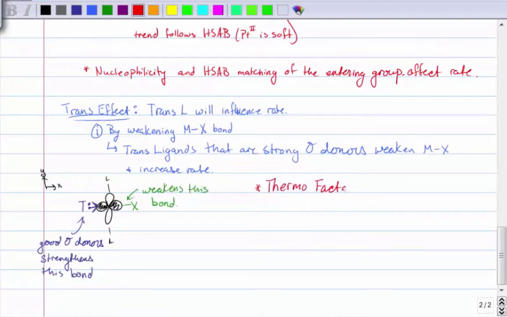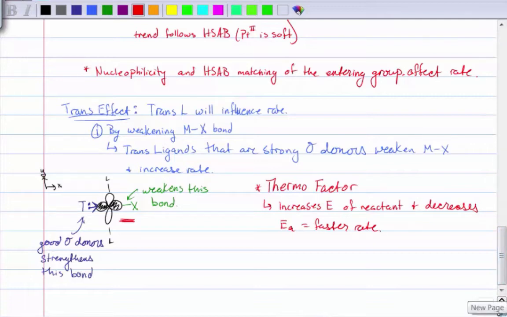So again, we're using thermodynamic arguments to understand kinetic observations. So this is a thermodynamic factor, but when you increase the energy of the reactant, which this is doing, basically it's making this bond here unstable, then you increase the energy of the reactant and it decreases the activation energy. So whenever you decrease activation energy, you increase the rate. So the trans effect works through weakening metal-leaving group bonds through this sigma donation.